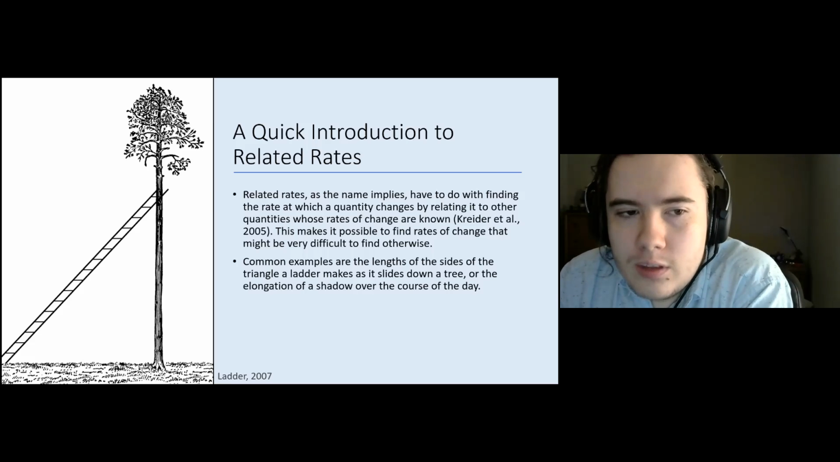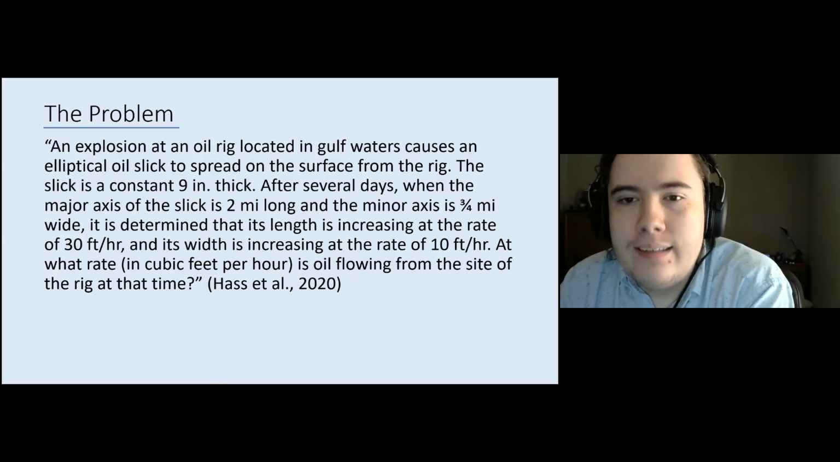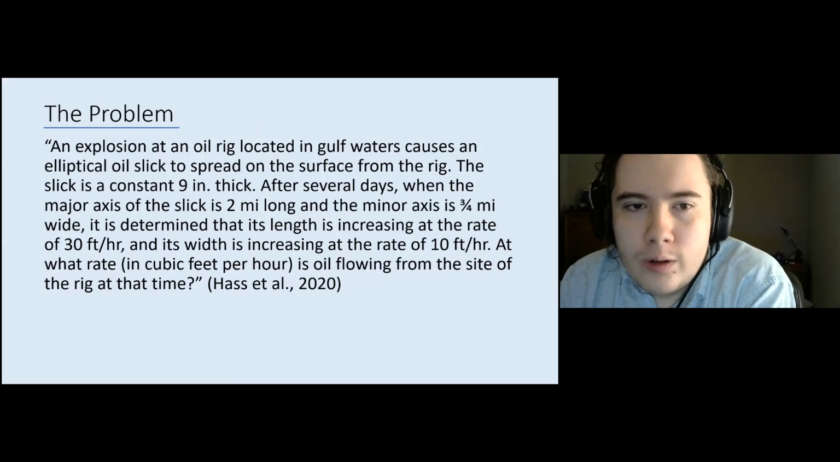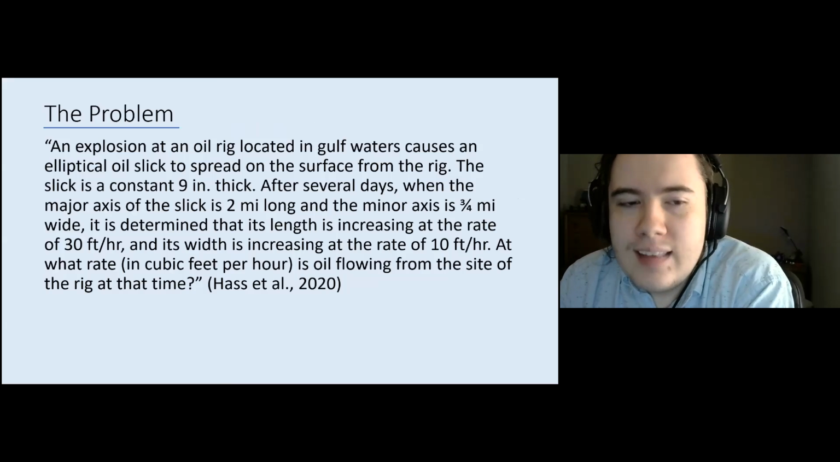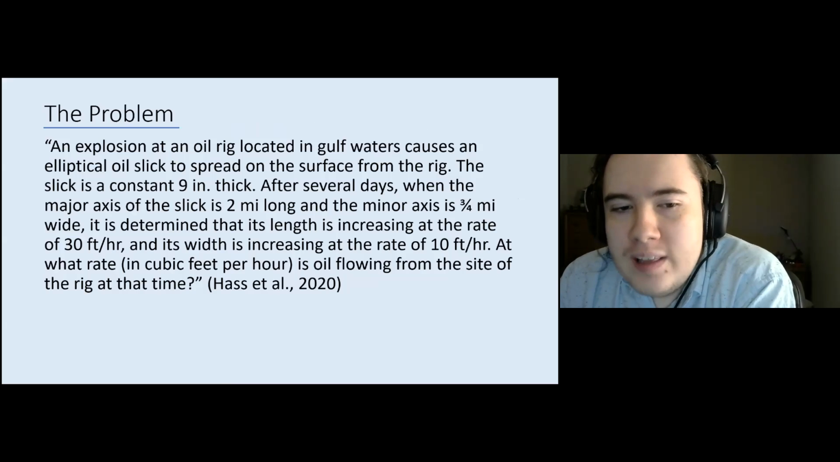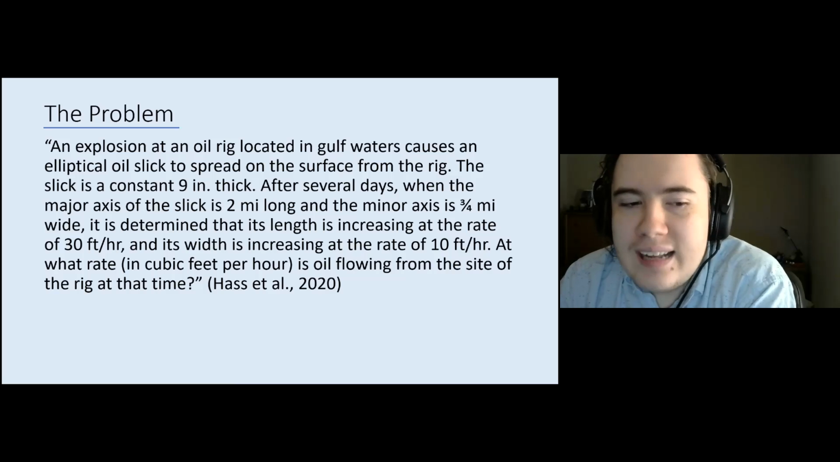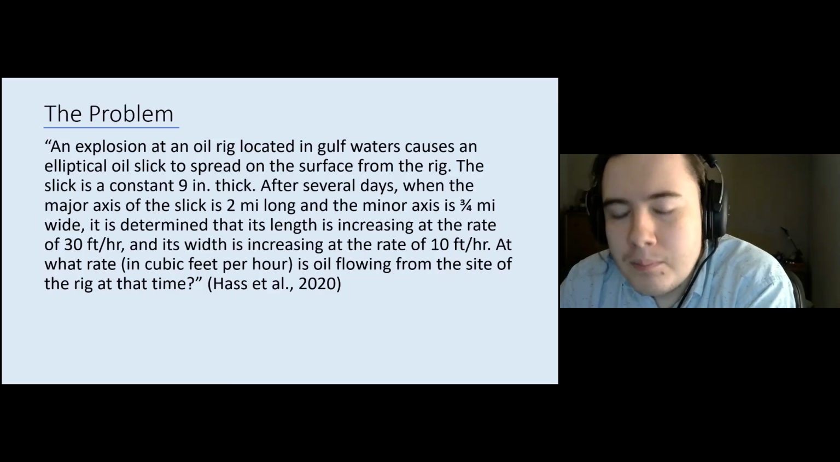So the problem I'm actually going to look at is an explosion on an oil rig located in Gulf waters causes an elliptical oil slick to spread on the surface from the rig. The slick is a constant 9 inches thick. After several days, when the major axis of the slick is 2 miles long and the minor axis is 3/4 of a mile wide, it is determined that its length is increasing at the rate of 30 feet per hour and its width is increasing at the rate of 10 feet per hour. At what rate in cubic feet per hour is oil flowing from the side of the rig at that time?